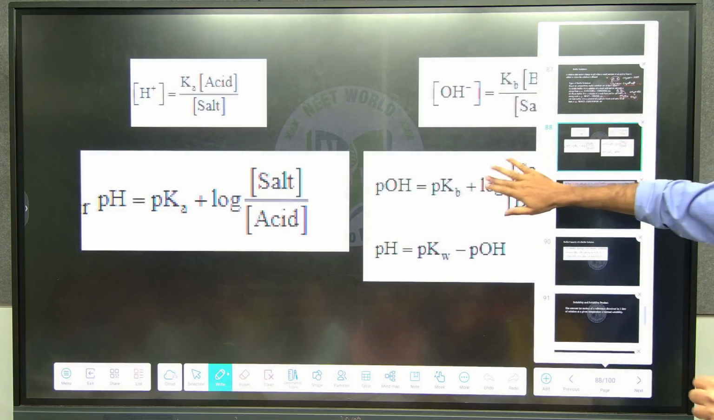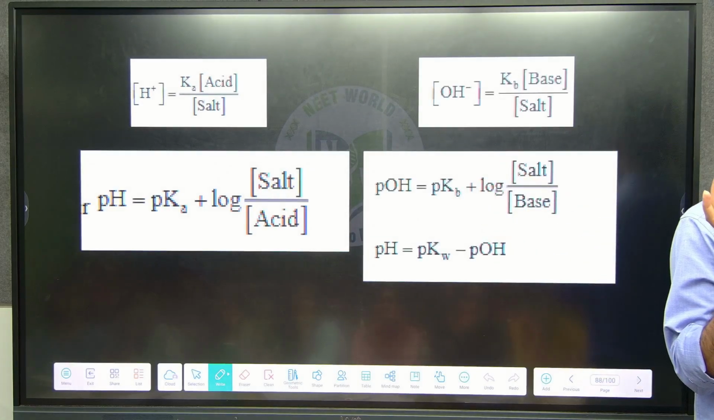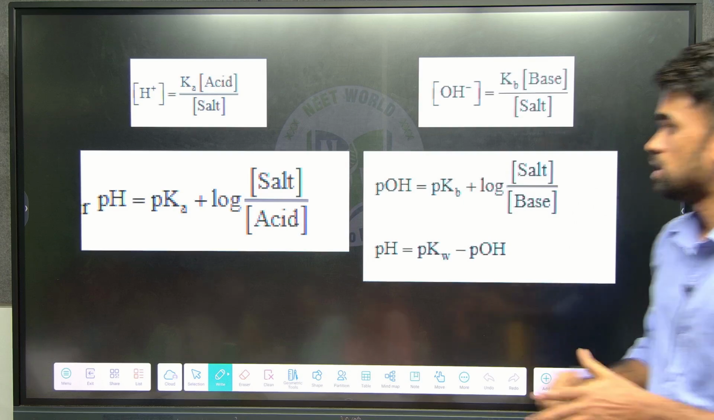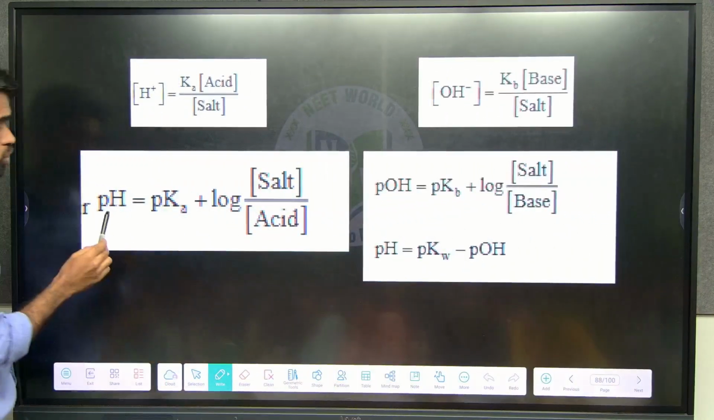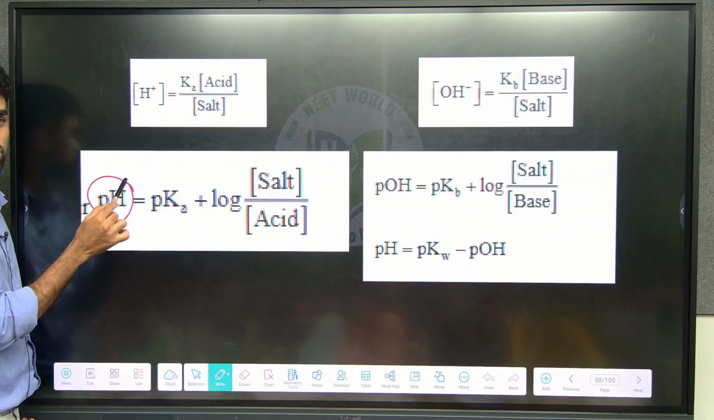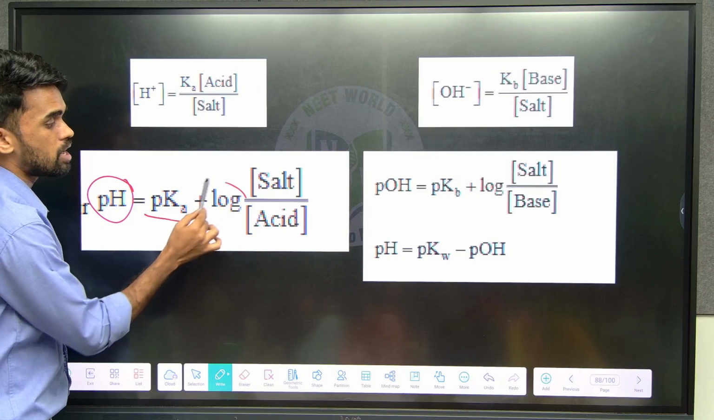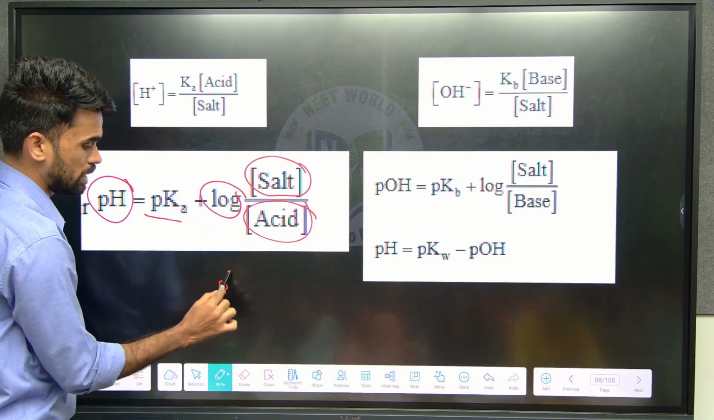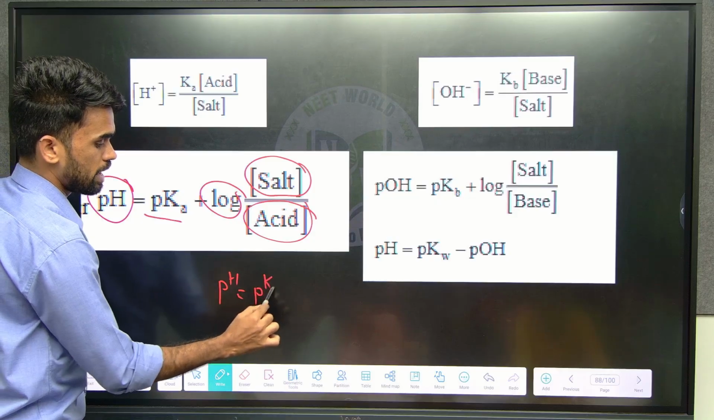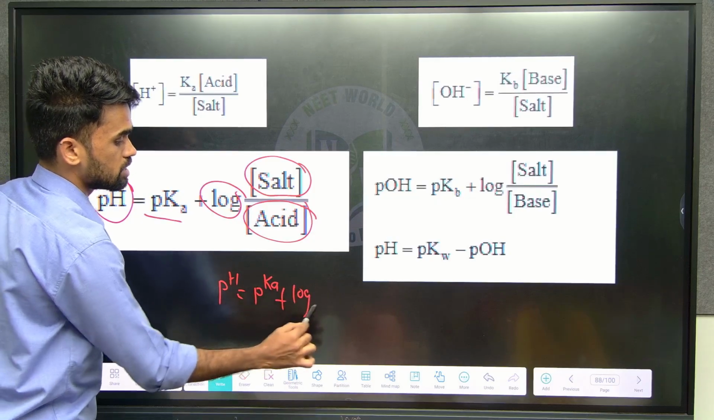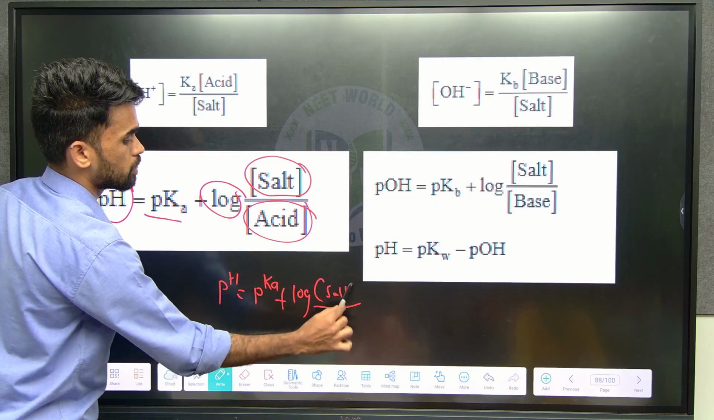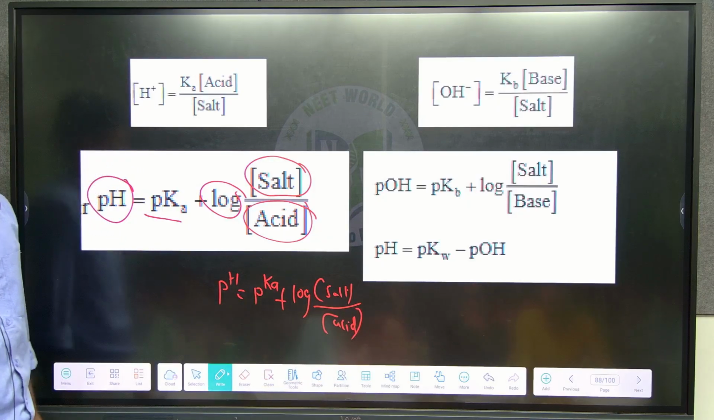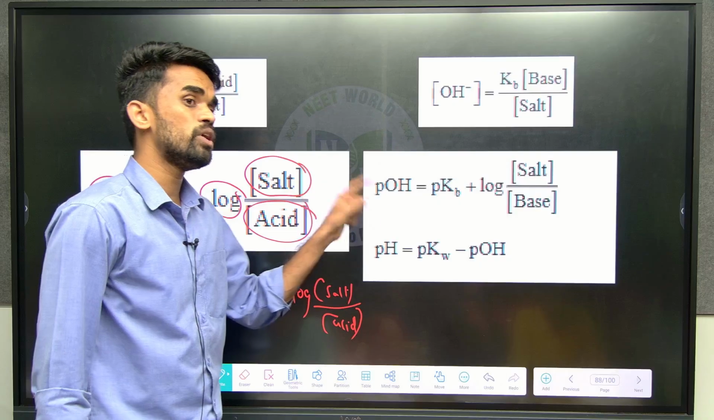Okay. Now how to calculate pH of a buffer? What I am saying? How to calculate pH of a buffer. So for an acidic buffer, you should say like this: pH equals pKa plus log concentration of salt by acid. Once again, pH equals pKa plus log concentration of salt by acid. Okay, the derivation, all those I am not giving you, direct formula I am giving you.